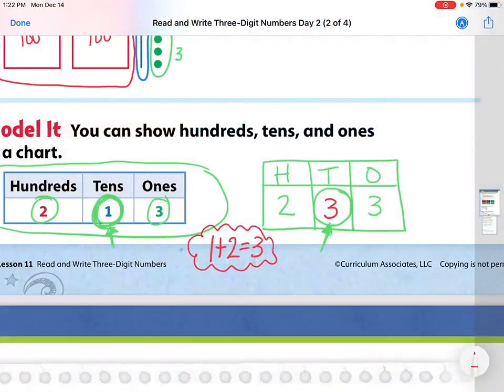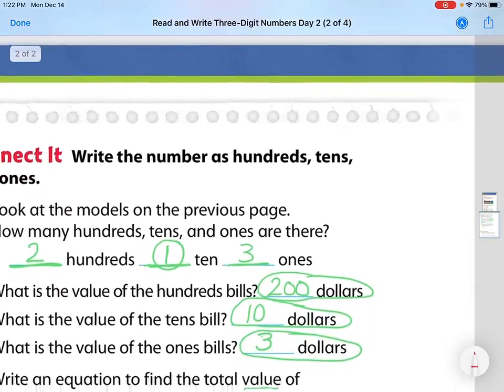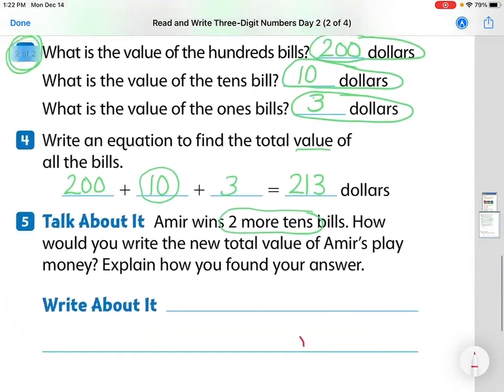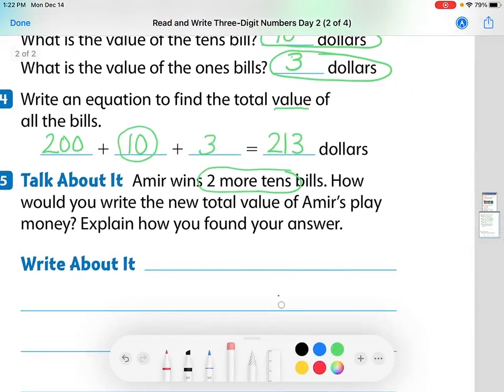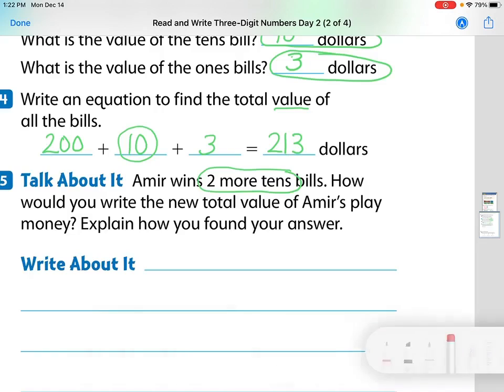Okay, I hope you got your answer. And 1 ten plus 2 more tens gets us 3 tens. And so you hopefully put your 3 in the tens place. And now I see a new 3-digit number, 233. So let's go back to this question. Amir wins 2 more tens. How would you write the new total value of Amir's play money?